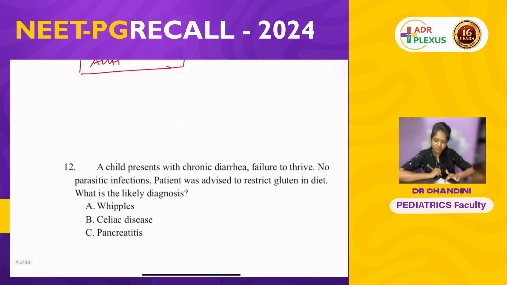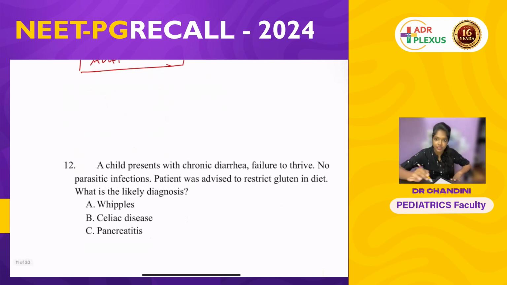You have another question from celiac disease. The question goes like this. A child presents with chronic diarrhea, failure to thrive, and parasitic infections were ruled out. The patient was advised to restrict gluten. So this direct statement was given: gluten should be restricted in diet. What is the likely diagnosis? The other name of celiac disease is gluten insensitivity. We all know, so the answer is celiac. So two questions from celiac disease.